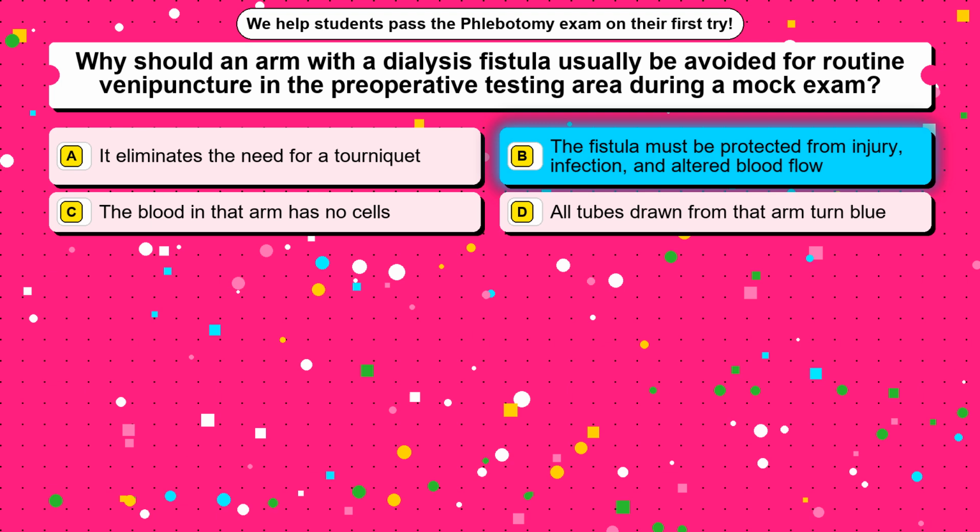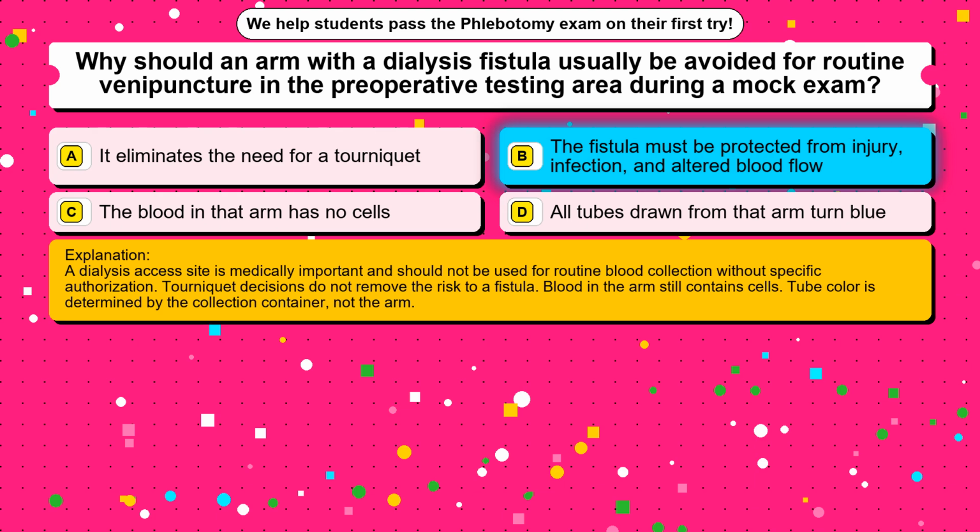The correct answer is option B. The fistula must be protected from injury, infection, and altered blood flow. A dialysis access site is medically important and should not be used for routine blood collection without specific authorization. Tourniquet decisions do not remove the risk to a fistula. Blood in the arm still contains cells. Tube color is determined by the collection container, not the arm.